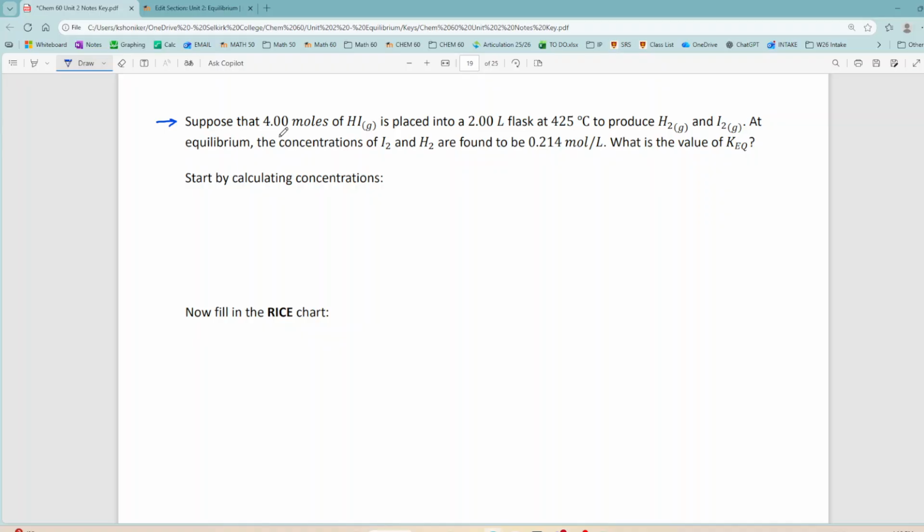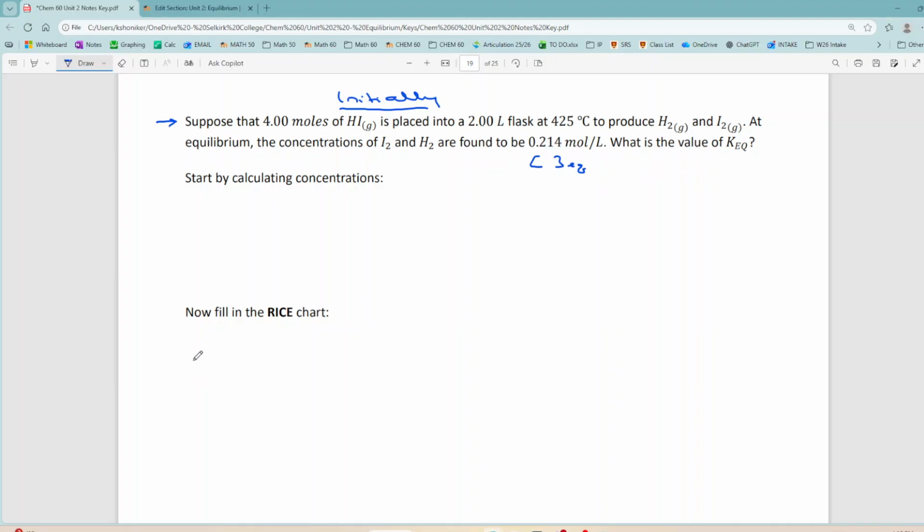Suppose 4 moles of HI is placed in a 2-liter flask. This is initially. So when you're placing it in a flask, that's how much you're initially placing in to react, to produce hydrogen and iodine. At equilibrium, the concentration of iodine and hydrogen are found to be given values. What is the value of KEQ? So they've given me the amount of HI that was placed in initially, and then they've given me the concentration of hydrogen and iodine at equilibrium.